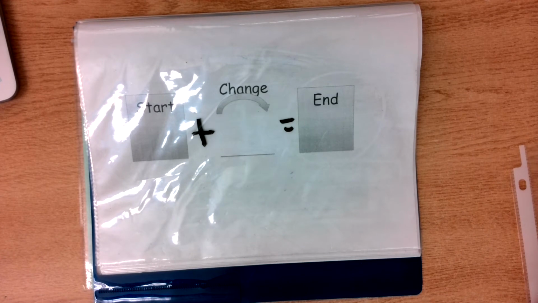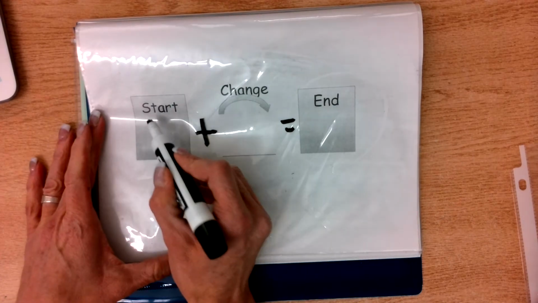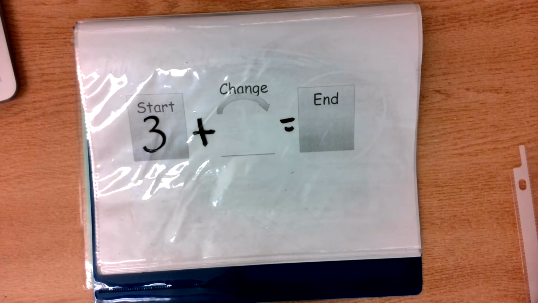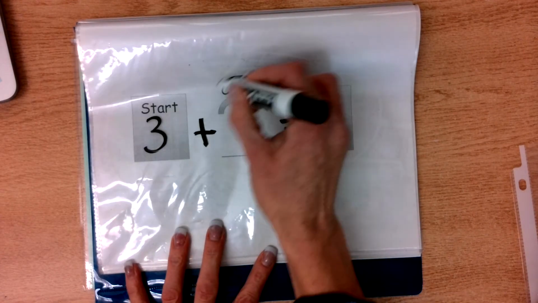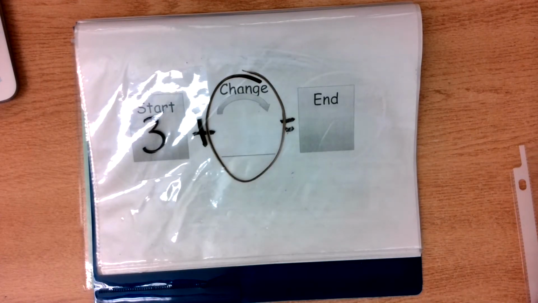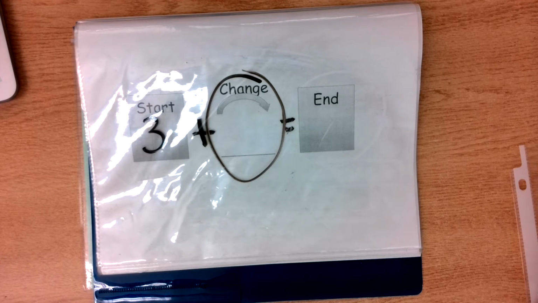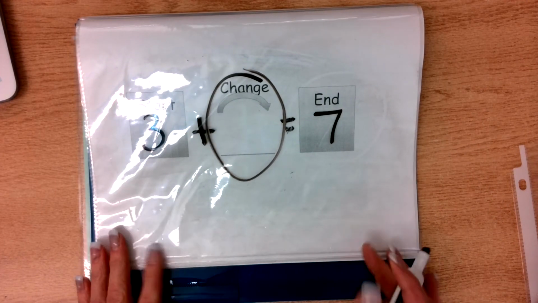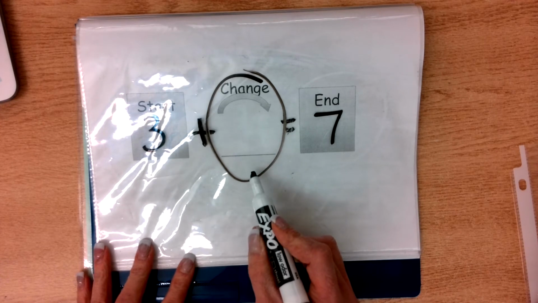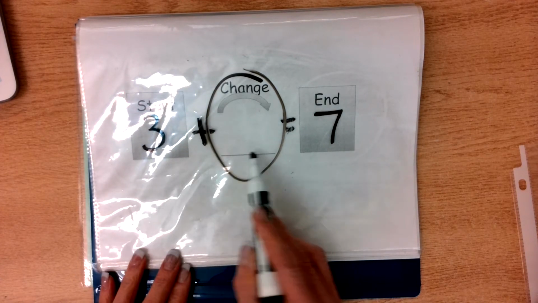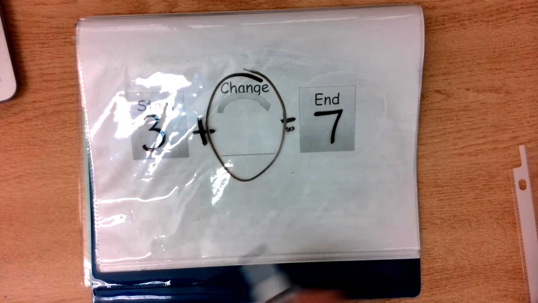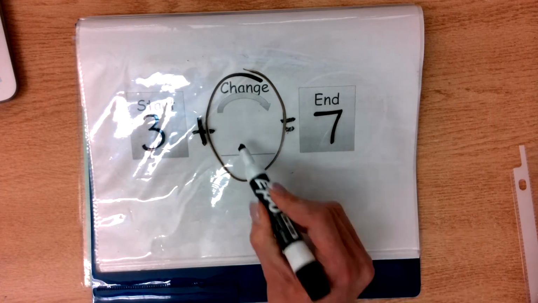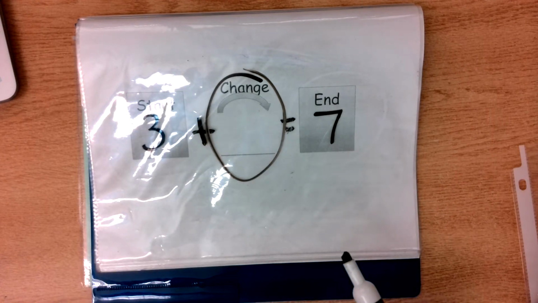Here we go. Leah sang 3 songs. So my first number is 3. Then it said Jenna sang some songs, so we don't know how many. Altogether, they sang 7 songs, so the ending is 7. So our job is to figure out what this number is. So 3 plus what equals 7? Or 7 take away 3 equals what? You can do it either way.